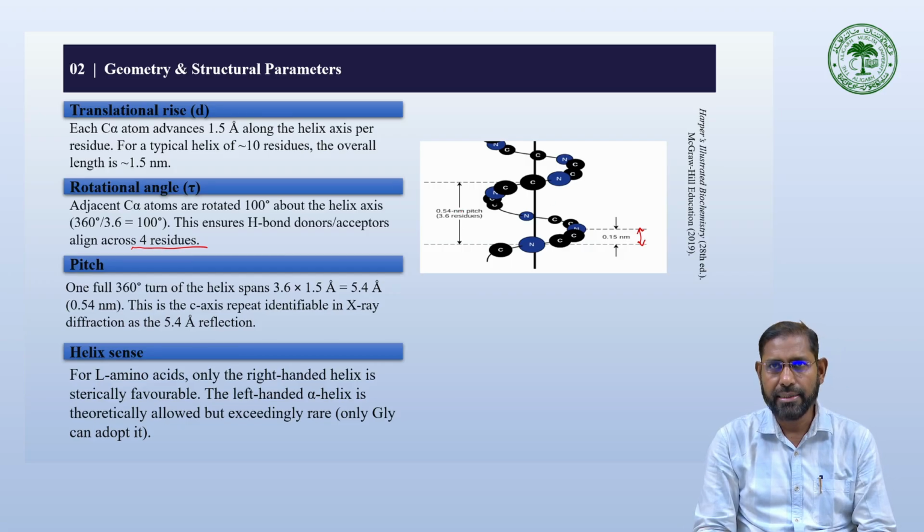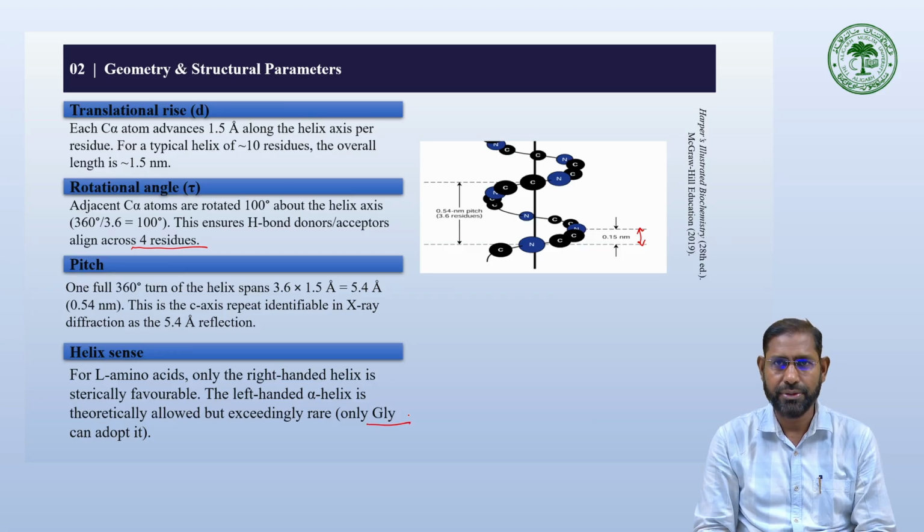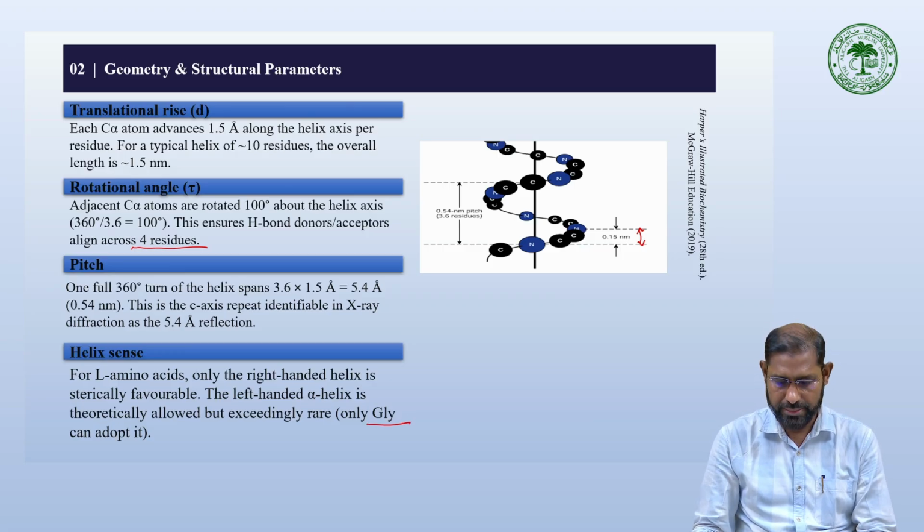Now the L-helix, which I already explained in my previous lecture. Most amino acids are L-amino acids, and only the right-handed helix is favored. For L-amino acids, the right-handed helix is favorable because of less steric hindrance. The left-handed alpha helix is theoretically allowed but exceedingly rare, and it is possible only in the presence of glycine amino acids in the helix.